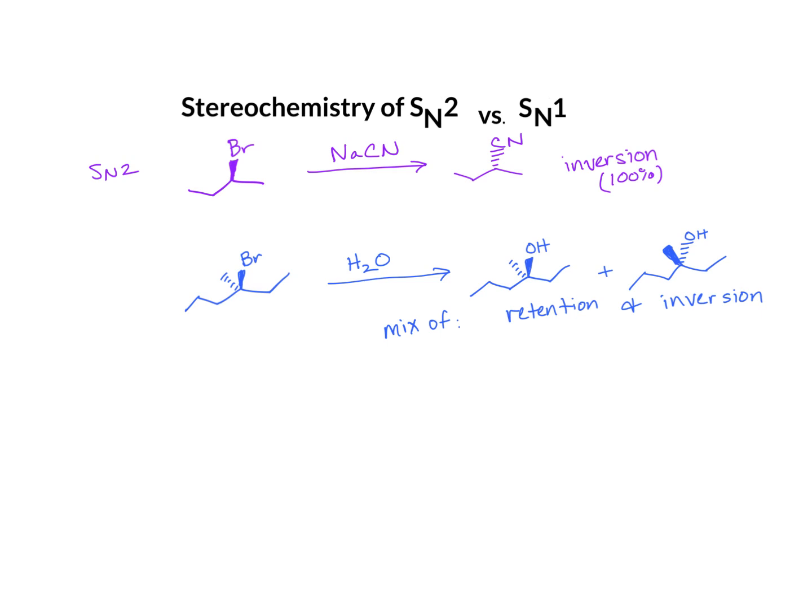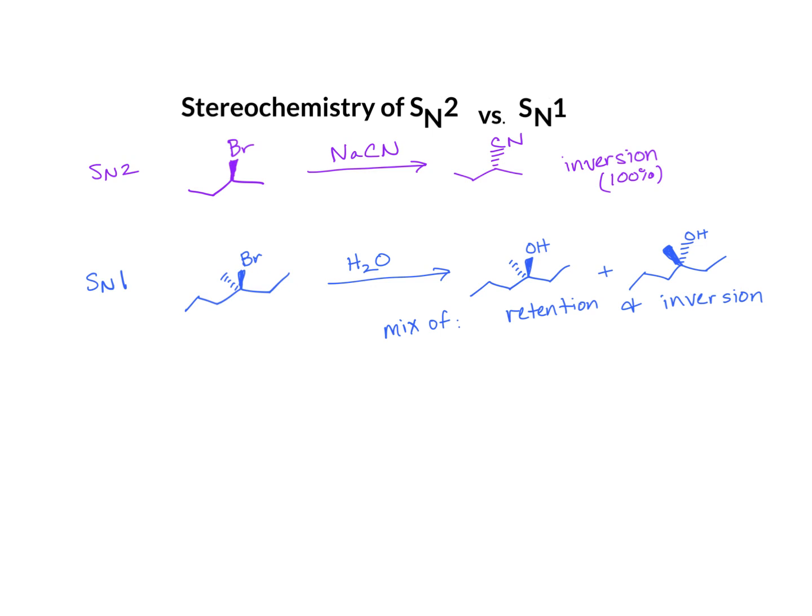If you have an SN1 and the stereochemistry is shown, that's this one down here, then you're going to draw both the product of retention, which is same side, and inversion, which is the nucleophile on the opposite side, okay? So that's going to be the difference.